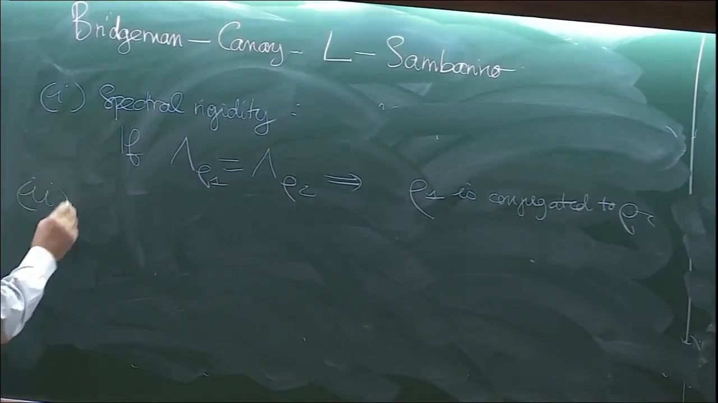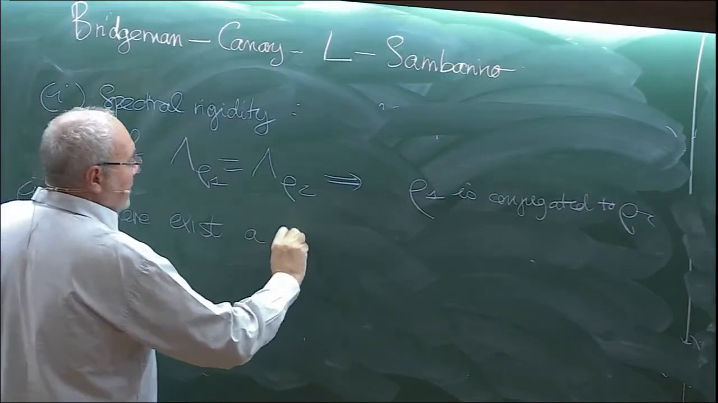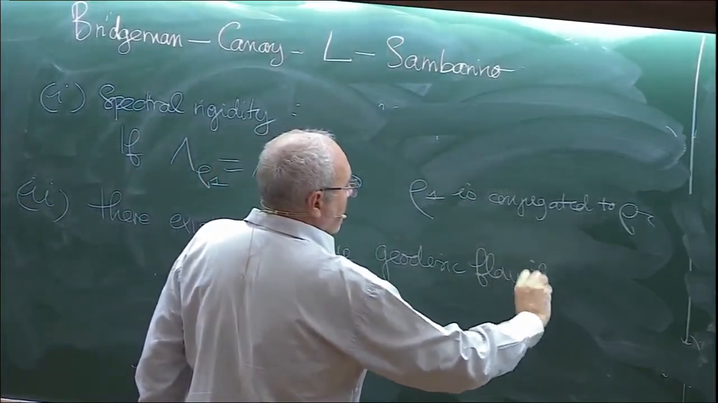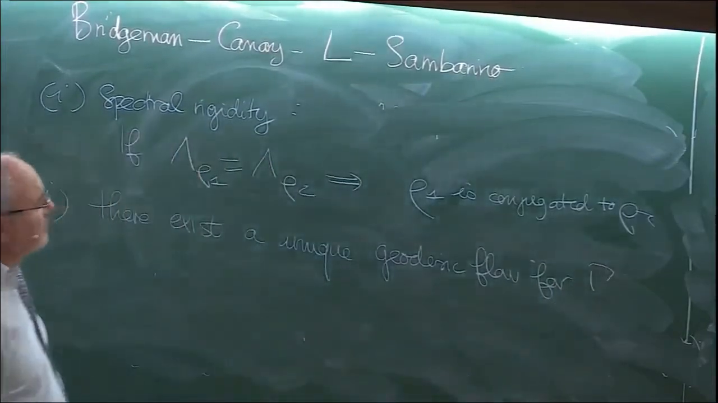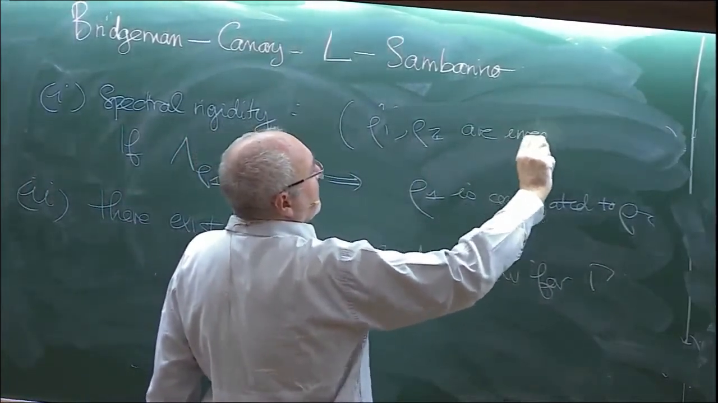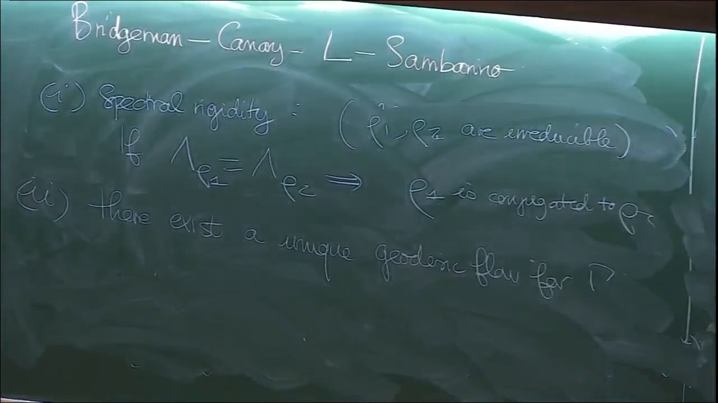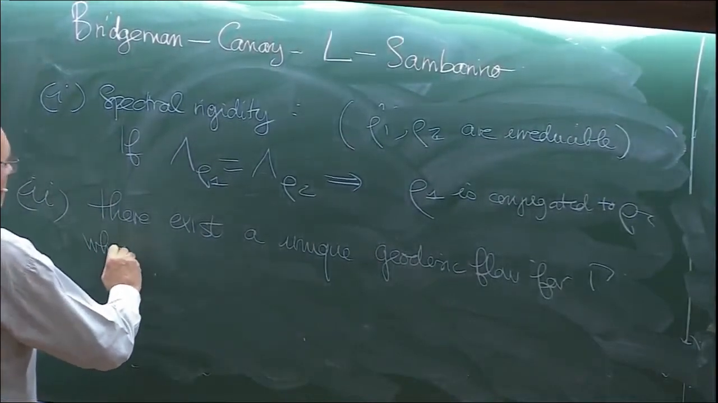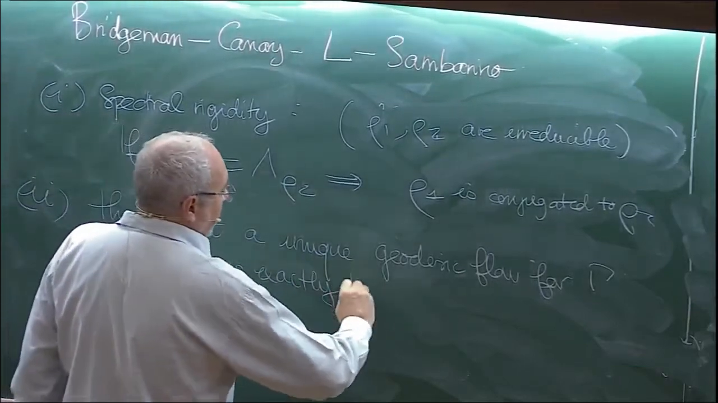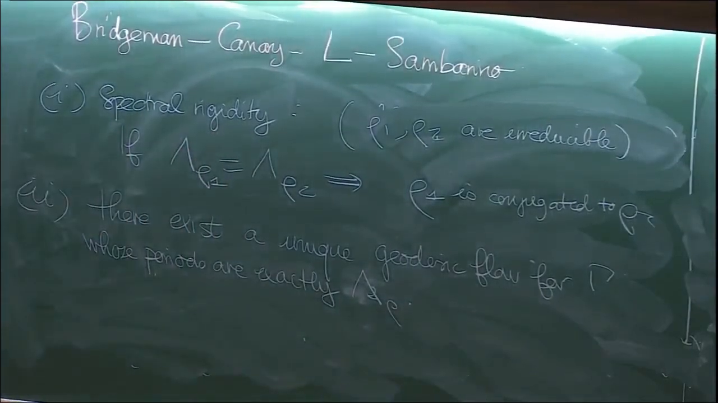The second thing is a technical thing, but it's very important in the proof: there exists a unique geodesic flow for gamma. Let's assume rho 1, rho 2 are irreducible, I'm sorry, I forgot that. So there exists a unique geodesic flow for gamma whose periods are exactly lambda rho. That's an important object, and that's the object you want to call the geodesic flow of the representation.